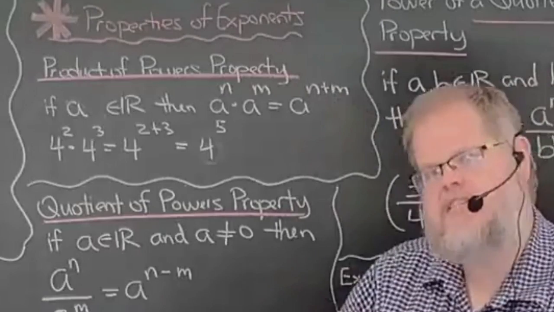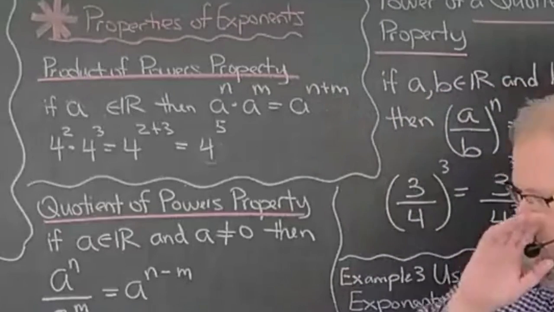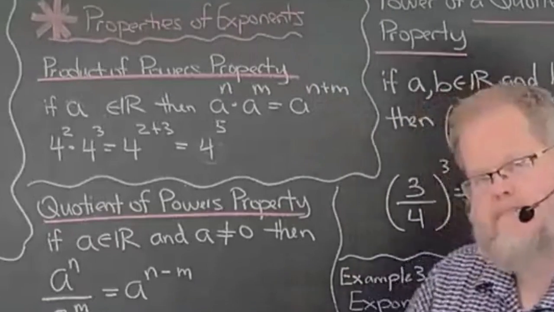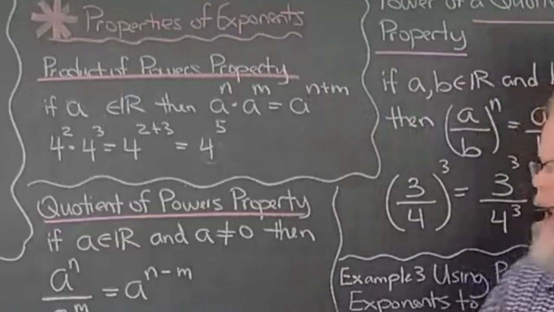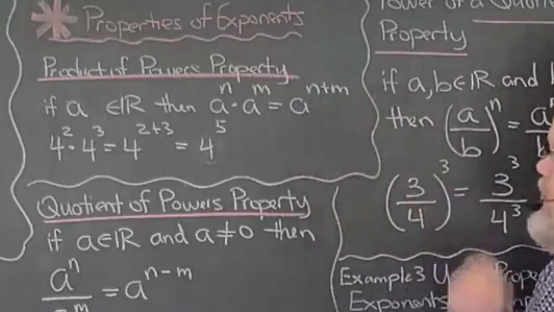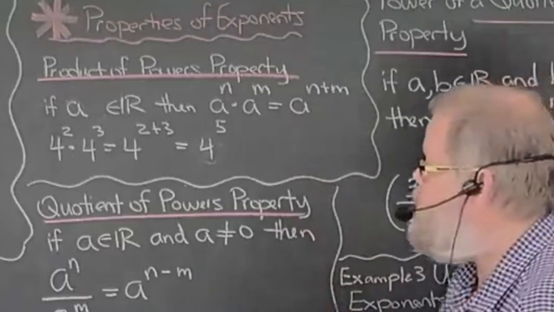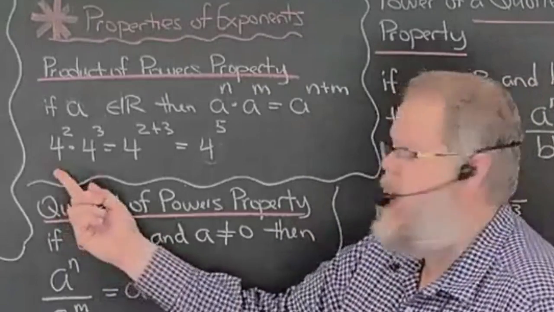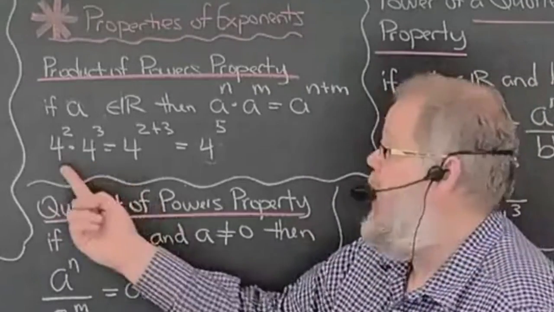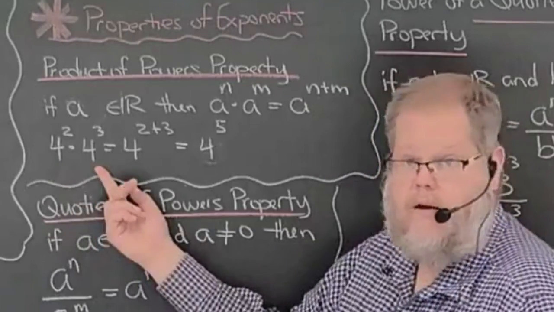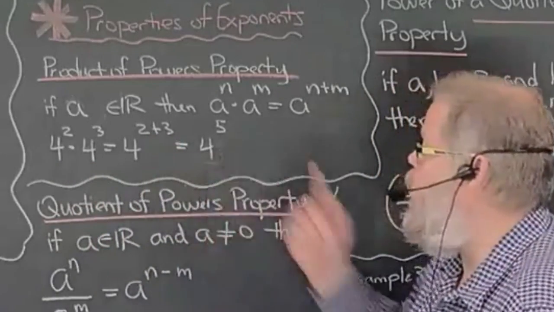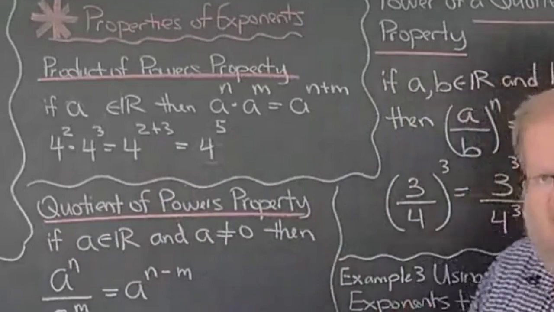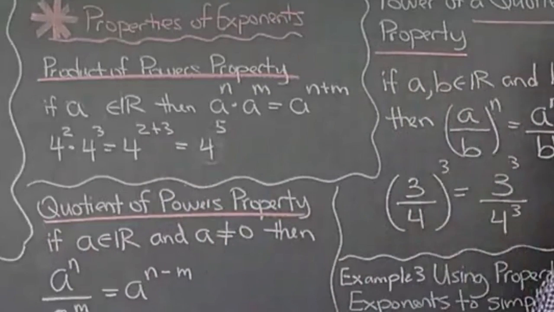So if I have the same base and I'm multiplying the same base, I'm allowed to add their powers. So a to the n plus m. Here's an example. 4 to the 2nd power times 4 to the 3rd power. I have the same base of 4. So this becomes 4 to the 2 plus 3, which is 4 to the 5th power. That is the product of powers property.